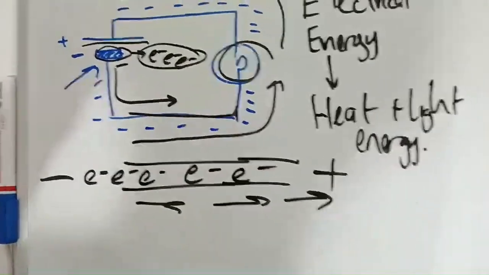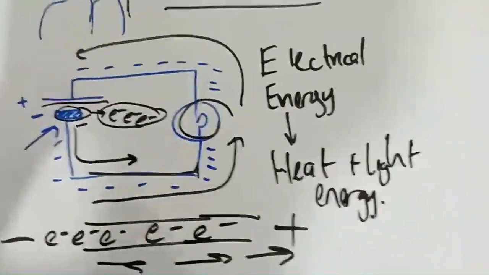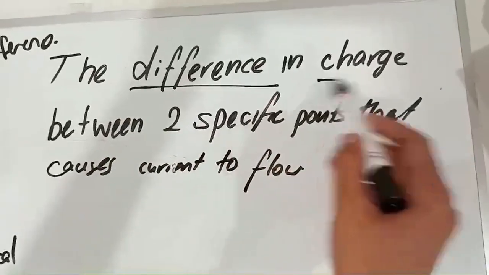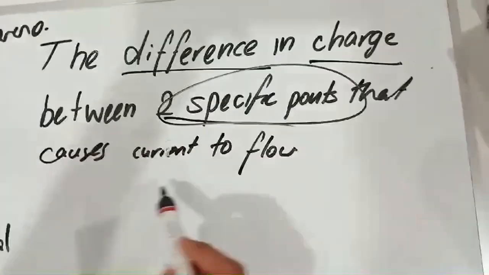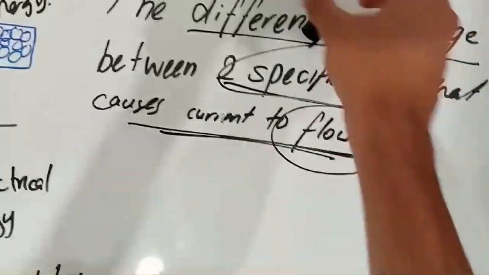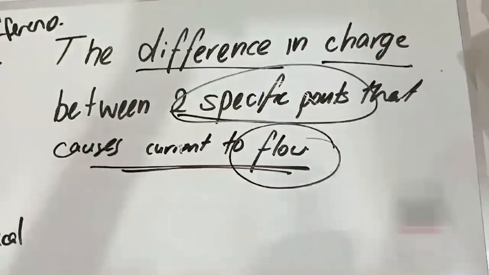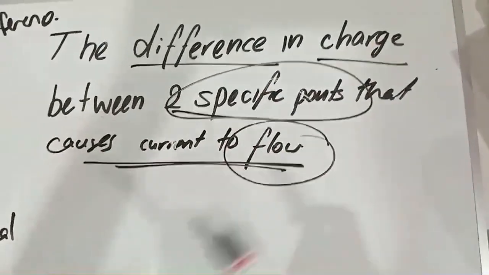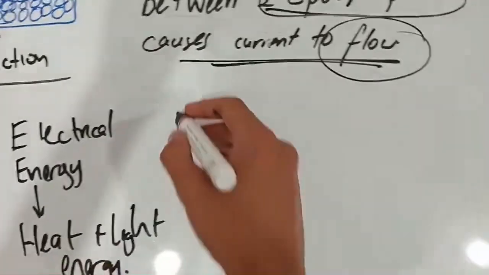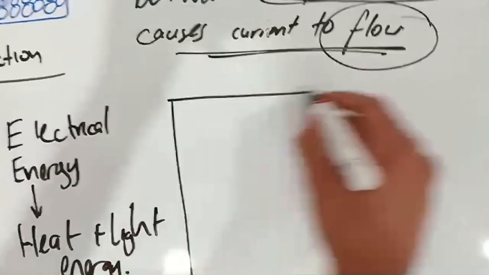So if I was to give you a proper definition, it would be something like this. The difference in charge between two specific points that causes current to flow. Okay? The difference in charge between two specific points that causes current to flow. And so let's break this down a little. Let me give you a bigger paragraph which makes more sense.